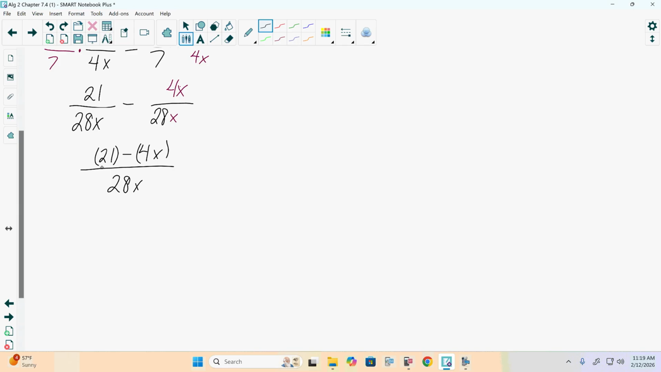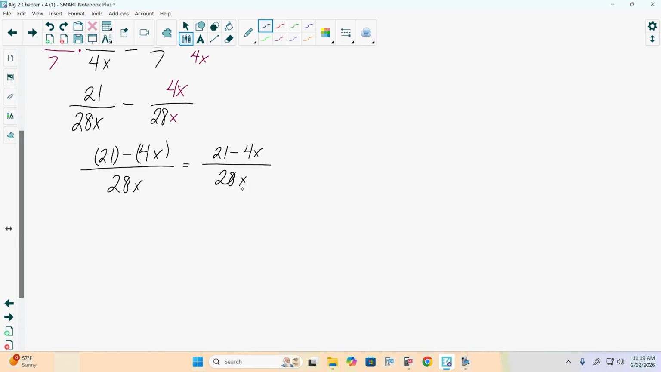Since the denominators are the same, we can subtract the numerators. 21 is going to stay 21. 4x is going to become negative, getting us this here. Yes?